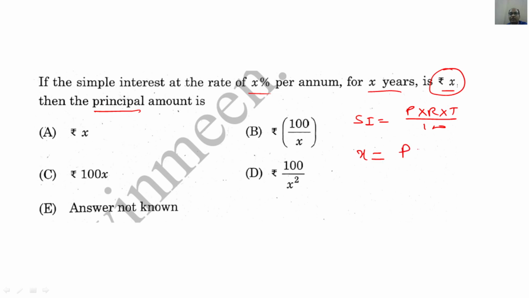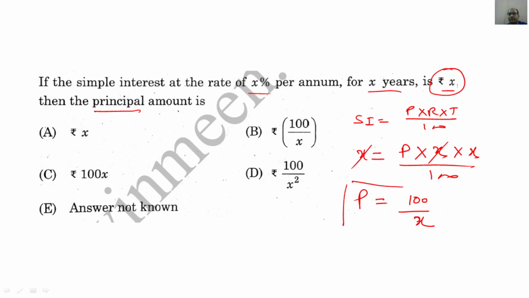So P is not given to us, R is given, that is X%, time is given for X years, and divided by 100. So this X and this X will get cancelled, one X is left and this is 100 divided by, you can say, X. Sorry, we need to find out P. Principal we need to find out, so our principal is rupees 100 by X. So this is the answer. B is the answer.